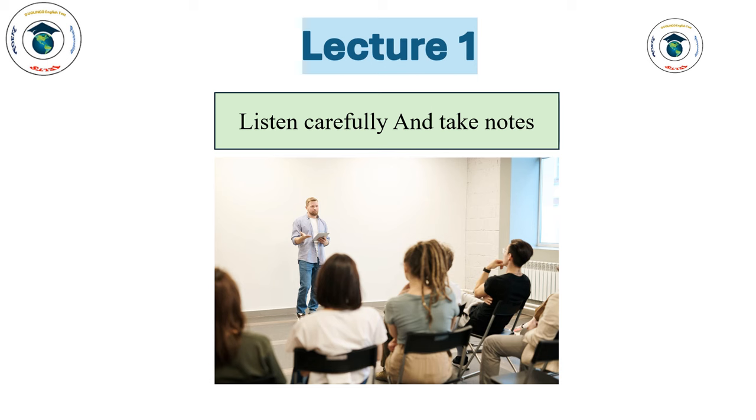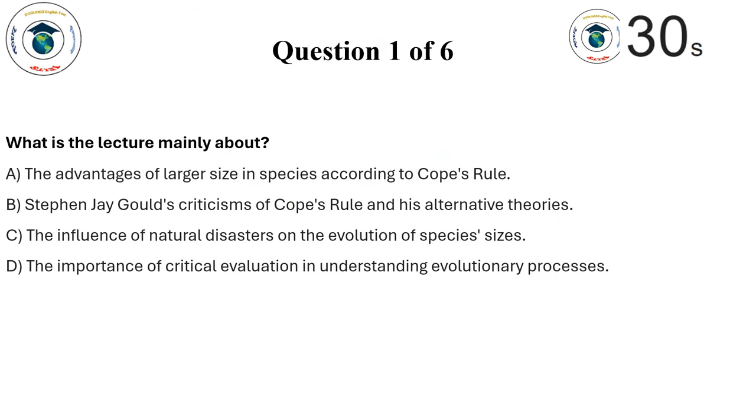It's important to consider other challenges to this principle. For example, why do we still observe a wide variety of small animals on Earth? Well, one reason lies in the physical limitations imposed by the laws of physics. An insect, for instance, cannot grow to the size of an elephant due to the constraints of its exoskeleton. In conclusion, Cope's... What is the lecture mainly about?